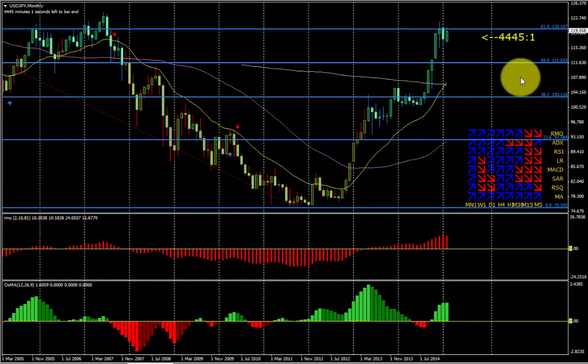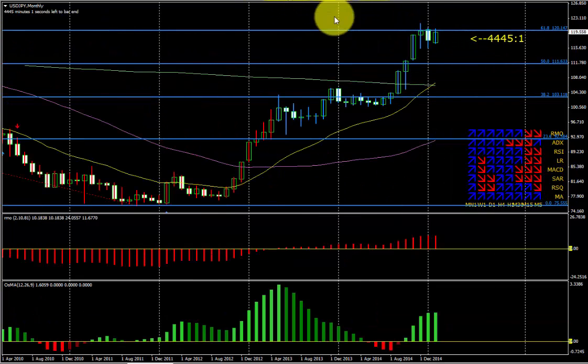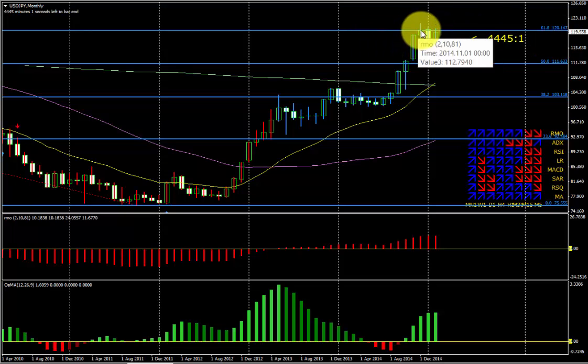Here's the US dollar Japanese yen. As promised, the last pair we're going to look at today. You can see on the monthly, we saw December resistance, an indecision candle, a spinning top, resistance here at the 61.8, which is the monthly fib level here at 120.147. Indecision, price not making new highs, led to January pullbacks as expected.